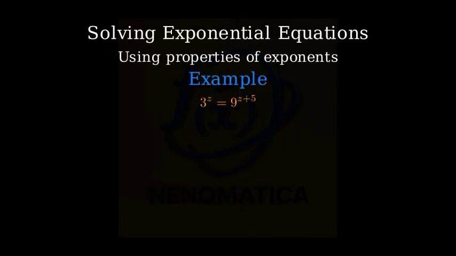We need to solve the equation 3 raised to the power z equals 9 raised to the power z plus 5. Our first step is to rewrite the base on the right side.